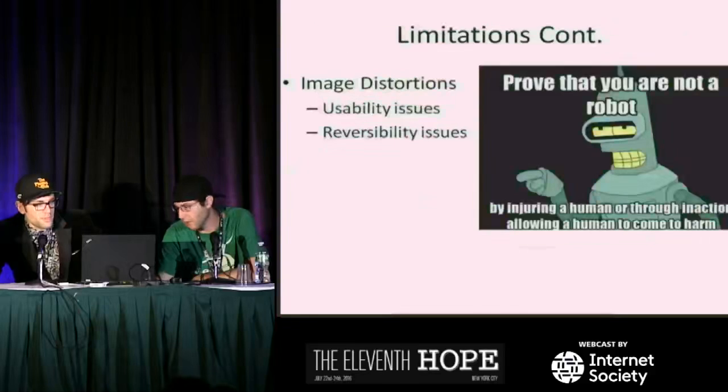So we've already pretty much talked about these in detail. So we'll end with this. Bender says, prove that you're not a robot by injuring a human through interaction, allowing a human to come to harm.